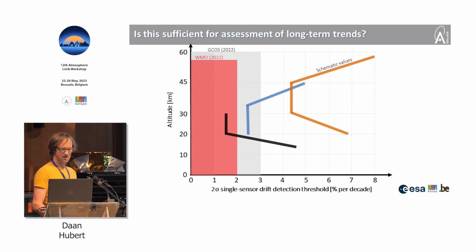So if you look at goal and threshold over the 15 to 35 kilometer range, we are able to verify the stability of these instruments to this level. Higher up, it's not possible. Lower down, not possible. If you then look at trends, I mentioned the trends are 2% and less, depending on altitude and latitude. It's quite difficult. But remind you, this is an analysis of single sensors.